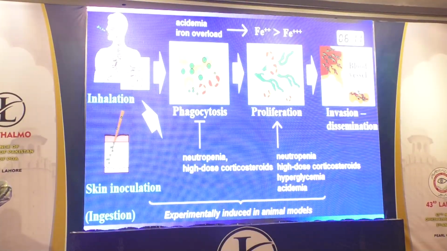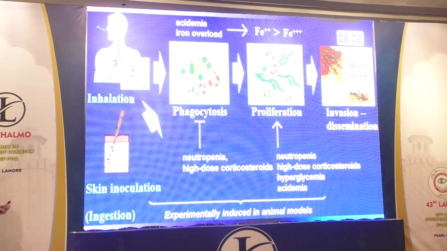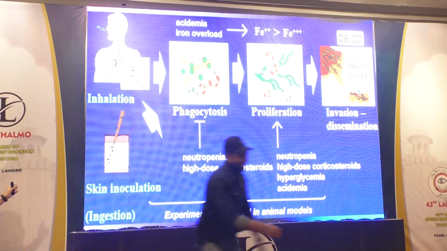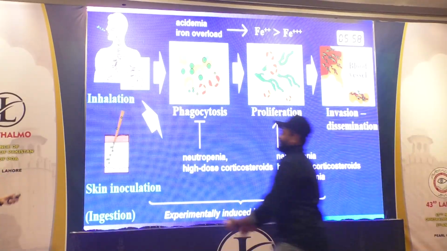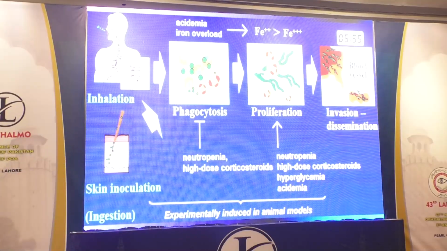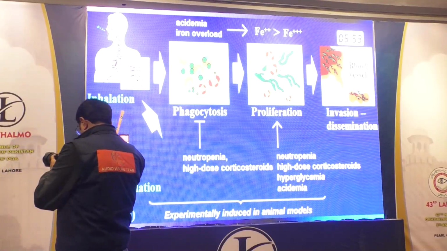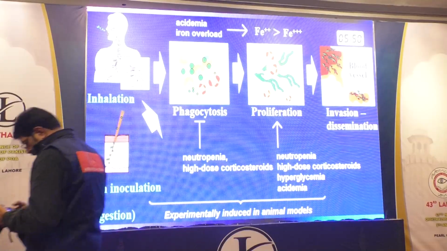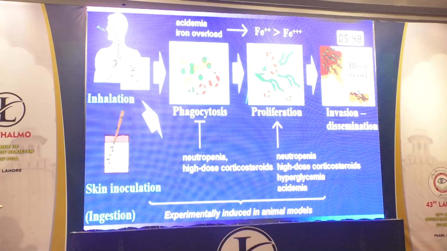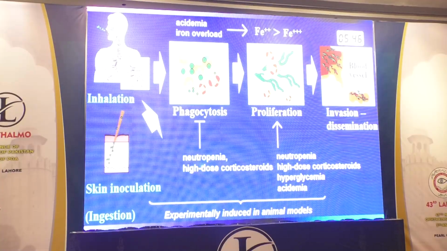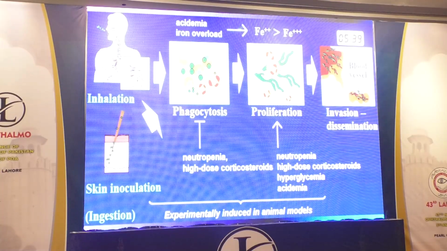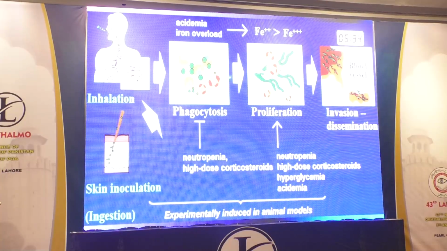If we go about its pathophysiology, there are two routes of entry: one is inhalation and the other is skin trauma. Through inhalation, the spores enter into the nasopharynx, and from there into the sinuses, orbit, and then the cavernous sinus. Neutropenia is a risk factor for fungal proliferation, as is iron overload, which can lead to rapid fungal growth.